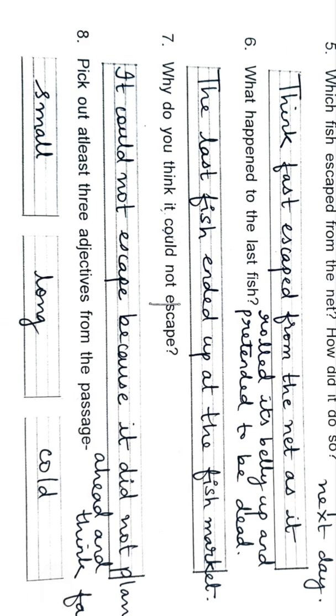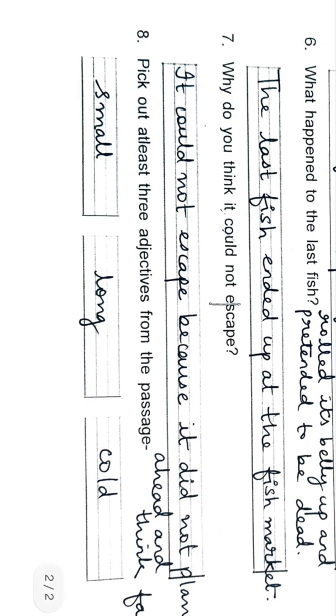What happened to the last fish? The last fish ended up at the fish market because it could not save itself. It didn't plan in advance. It did not think about the solution fast. That's why it couldn't save itself and it ended up at the fish market. Why do you think it could not escape? Because obviously it did not plan ahead and think fast.